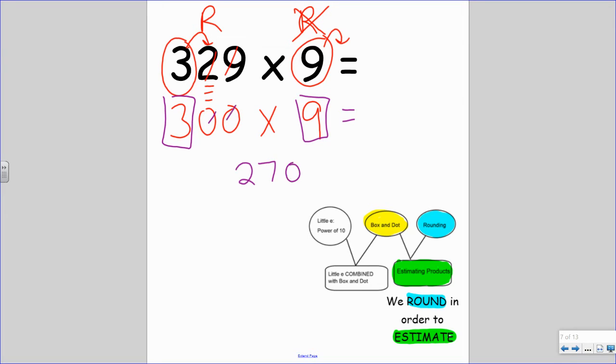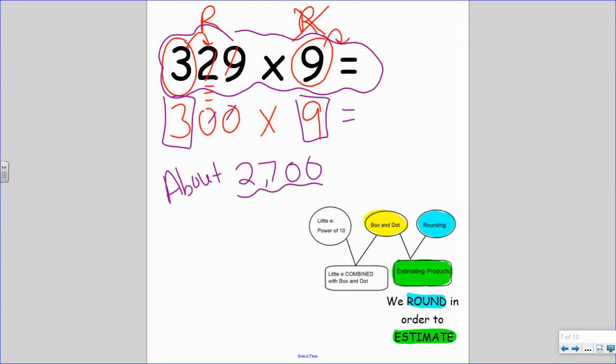Add 2 zeros. And what that means, guys, is if I were to take the time to solve 329 times 9, that would be a lot of work and take a lot of effort. But just a quick rounding and a quick box and dot, I know the answer would be about 2,700.